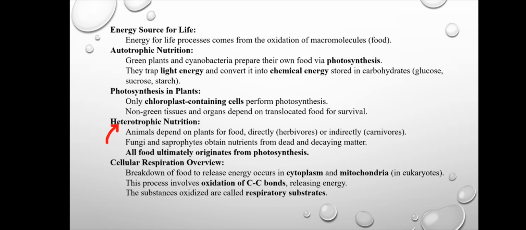Heterotrophic nutrition: they are unable to produce their own food. Animals, fungi and saprophytes come under heterotrophs, and they may be directly dependent on plants or indirectly dependent on plants for food. So ultimately, all living organisms depend on photosynthesis for food, whether directly or indirectly.